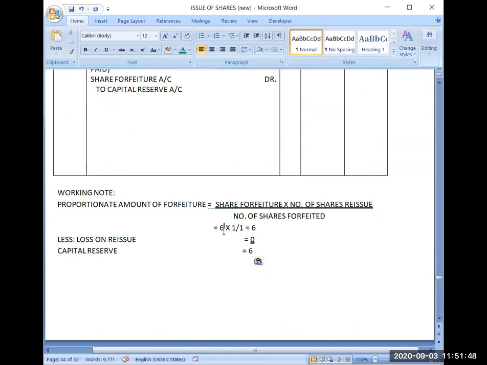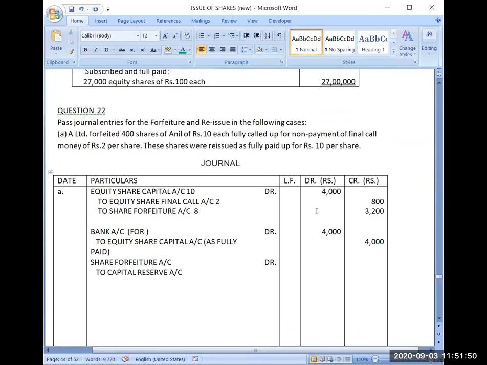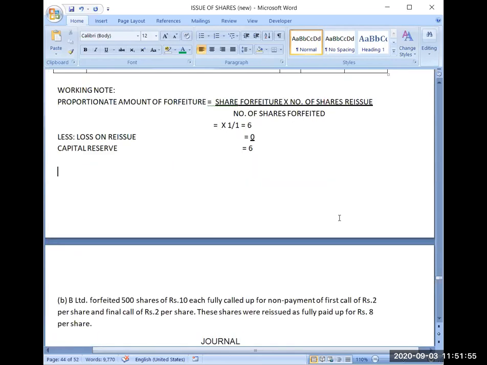So share forfeiture was how much? Share forfeiture was 3,200. So 3,200 multiplied by number of shares reissued, 400, and upon number of shares forfeited, 400. So that way your proportionate amount will become now 3,200.